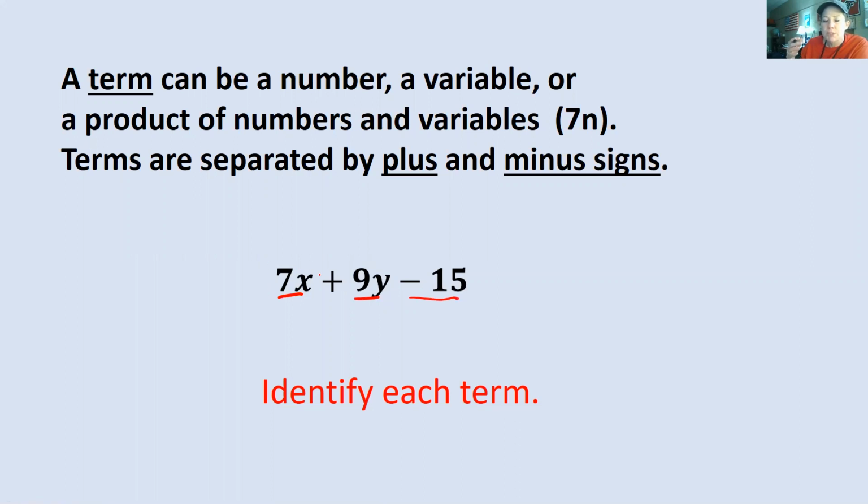If you don't see a sign in front of it, of course, it means it's a positive. When you see a plus sign, obviously that means it's a positive term. And when you see a minus sign, that means that term is a negative number. Now, the reason that these are three separate terms, we cannot combine these terms because they are unlike terms. To have like terms, you have to have the same variable and power. A power means an exponent. If you don't see an exponent, it means it's an exponent of 1. So this is 7 times x to the first power plus 9 times y to the first power. And then negative 15 is a constant, which just simply means it's not attached to a variable.